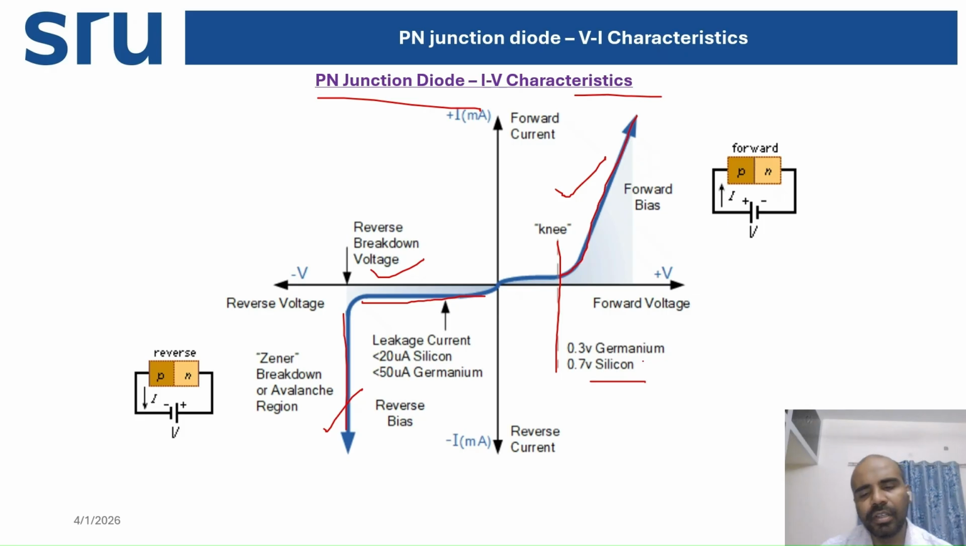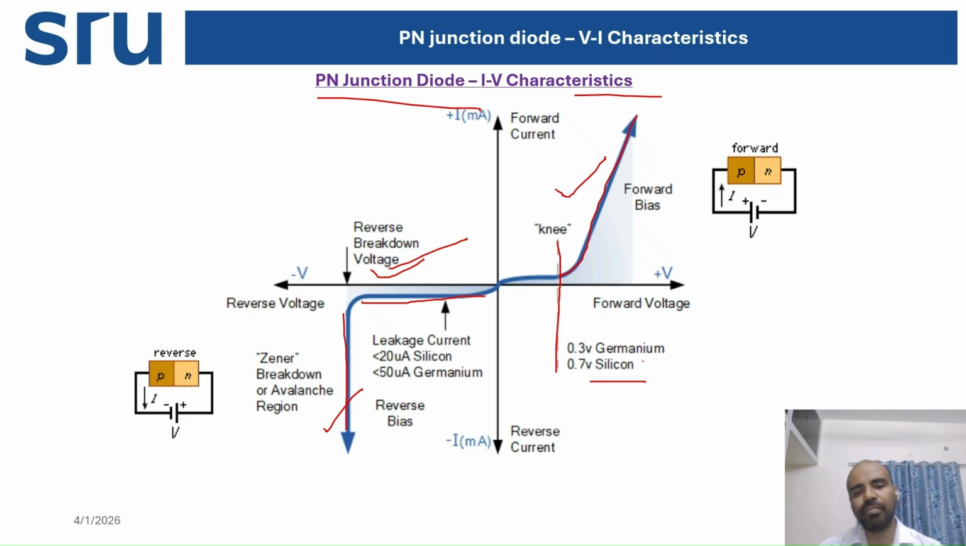If you increase the forward bias voltage very high, then after a certain point the PN junction will be destroyed due to overheating. Similarly, in reverse bias condition, if you increase the reverse bias voltage after a certain point, that is the reverse breakdown voltage, then the current will increase sharply, right?